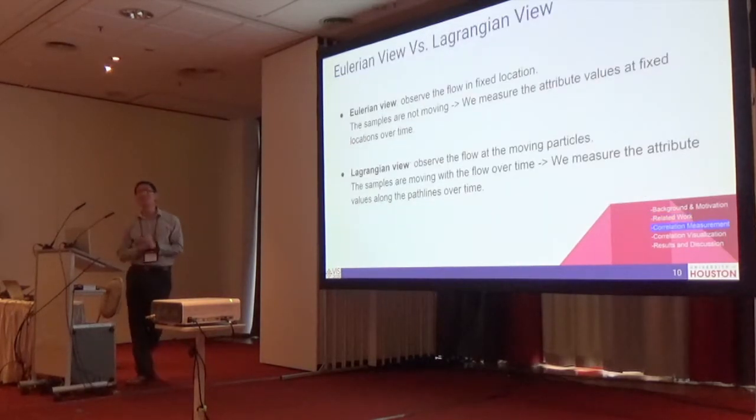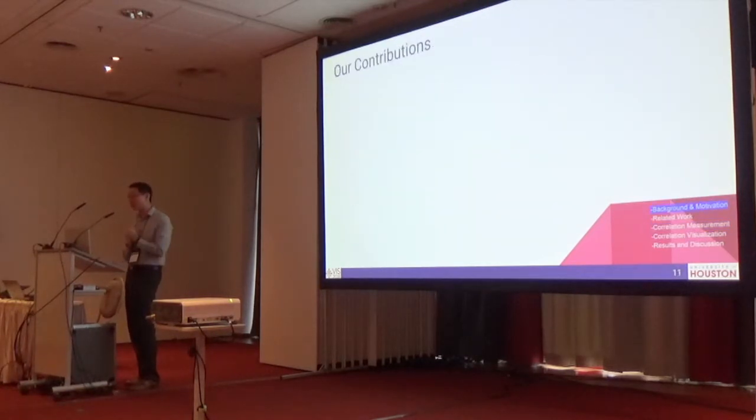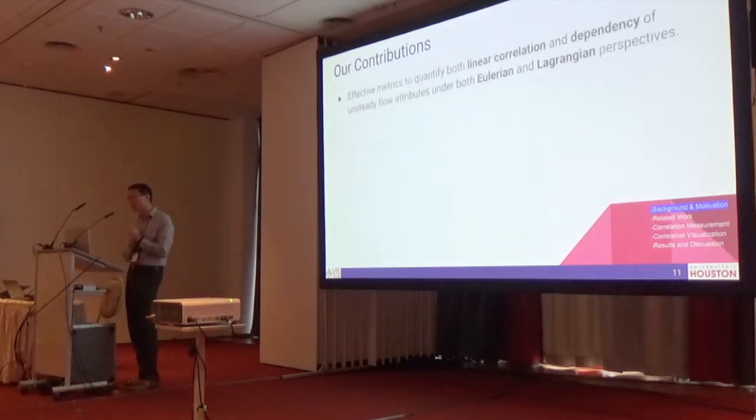All right, so a clarification of what I mean by Eulerian and Lagrangian views. People working with flow already know that. Eulerian view means that we observe flow at fixed locations. Okay, samples are not moving. And in contrast, in Lagrangian view, we observe the flow at moving particles, so basically we look at the relative behaviors in the flow. All right, so with that clarification, I'll give a quick overview of our contributions.